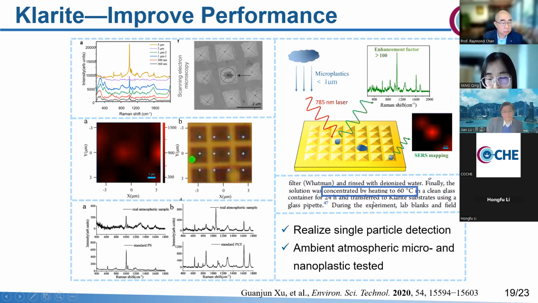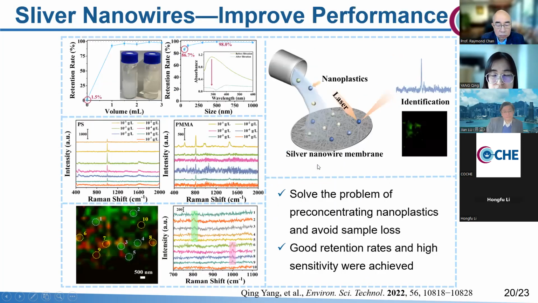It is time consuming. So in order to combine the enrichment process and the detection process, this study used a silver nanowire membrane as the SERS substrate. The detection process is to filter the solution to make the nanoplastics retained on the membrane and then detect them with the Raman spectrometer. Using this method, about 90% of nanoplastics are retained on the membrane, and the limit of detection can reach 10^-7 grams per liter.